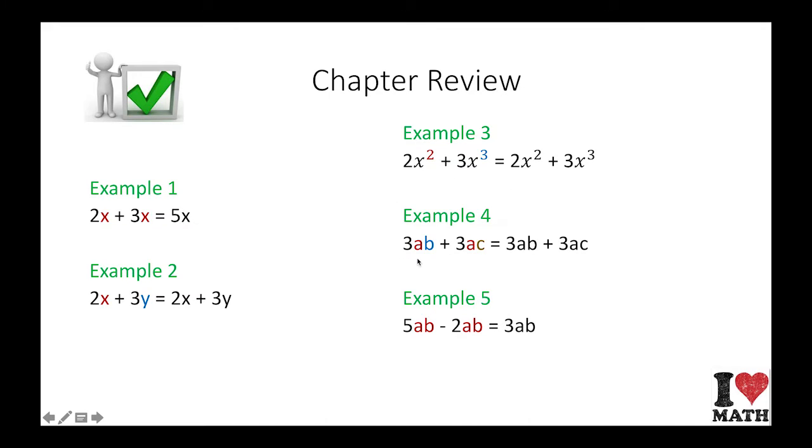In the fourth example, we saw two different groups of letters, ab and then ac. Because they were different, we couldn't add them, so it was exactly the same. And in the last example, we saw that we had the same group of letters, ab and ab in the second one. So we did 5ab minus 2ab, that gave us 3ab.